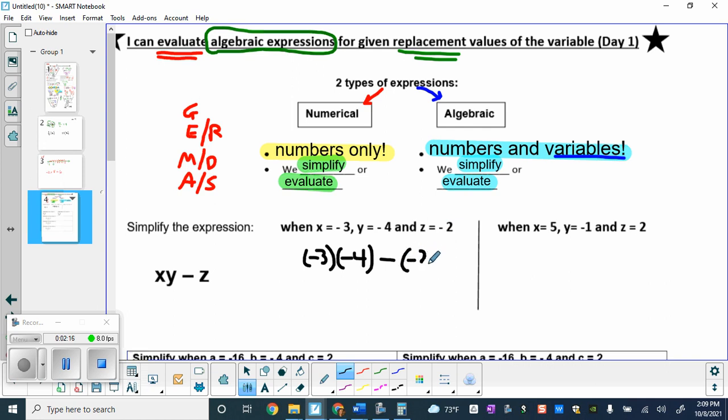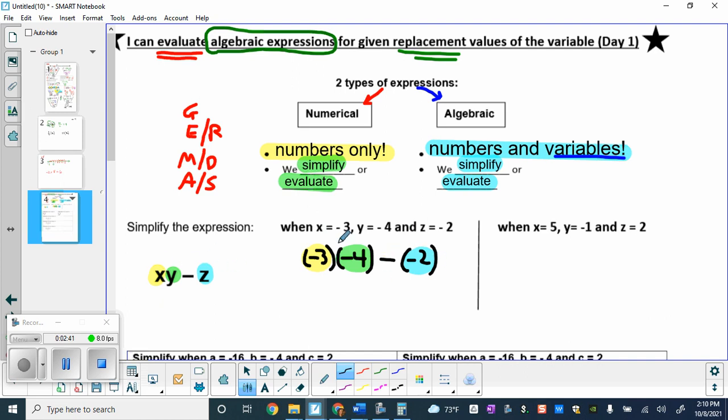Now what you guys are going to notice is that anywhere you see a letter over here, and I'm going to highlight it now, anywhere you see a letter, I plugged in the number in parentheses. Here was another letter, so I plugged the number in parentheses. Here was another letter, and I plugged its number in parentheses. And you still see that minus sign in between everything.